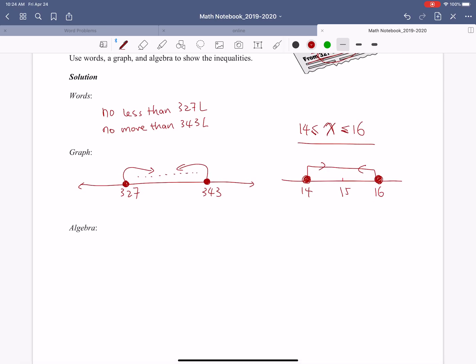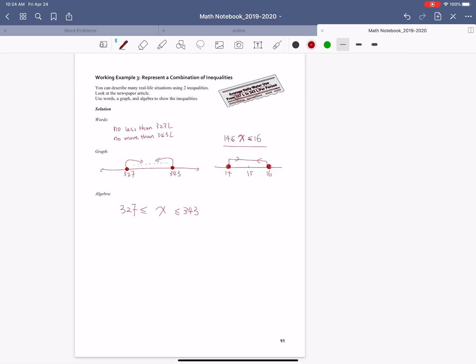Okay, algebra. 327, that's the minimum. That's the maximum. We include the equal sign and x. Okay, that's it. That's 2.2 next.